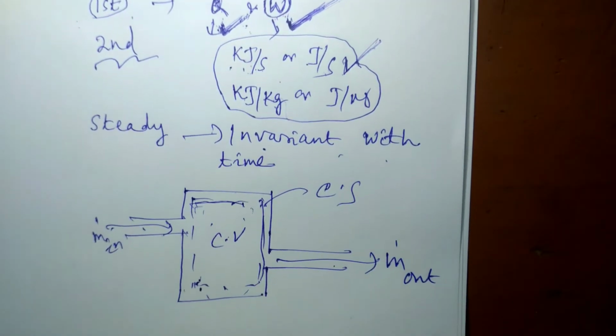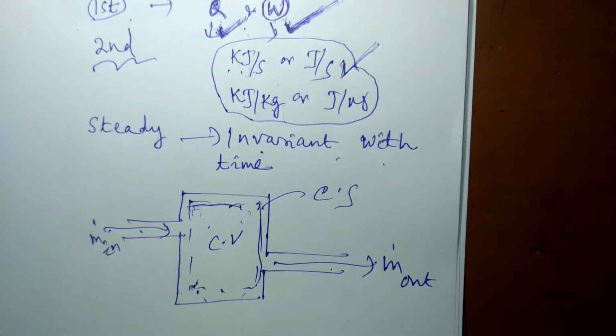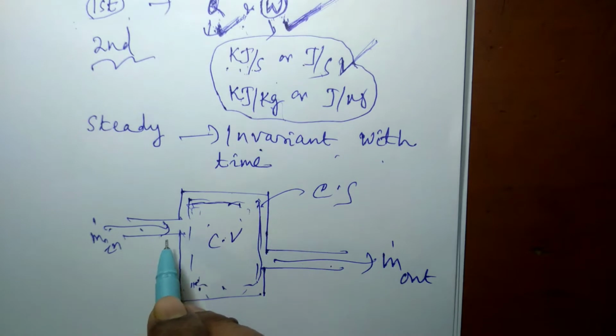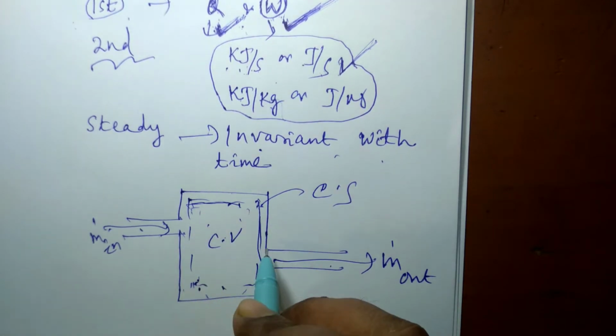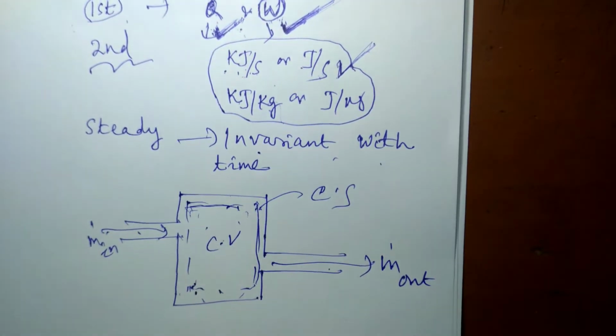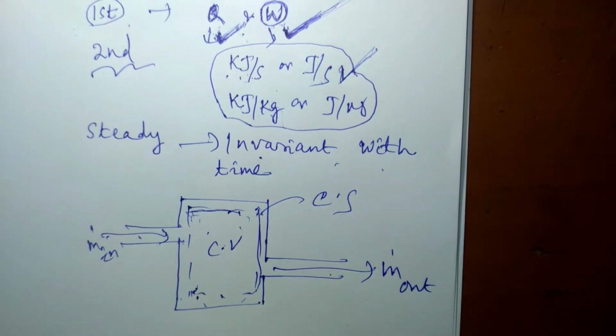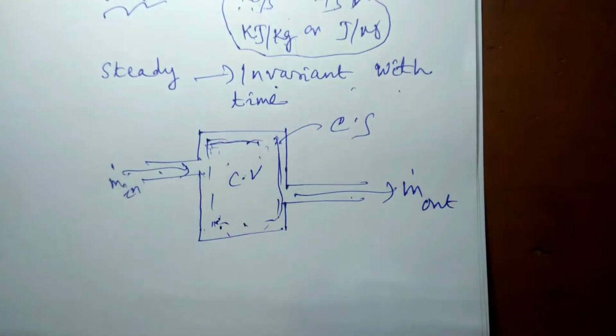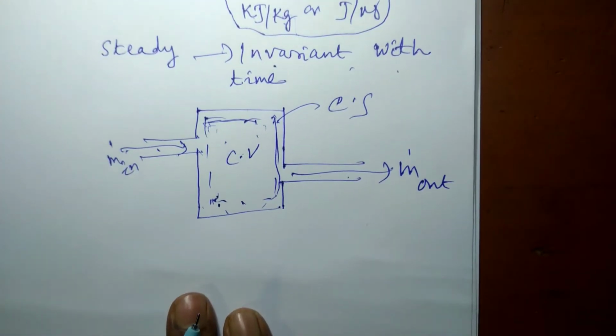After some initial transient periods, steady state is attained by almost all the engineering devices, and under those conditions those devices operate over a long period of time. So this is the significance of the steady flow process.